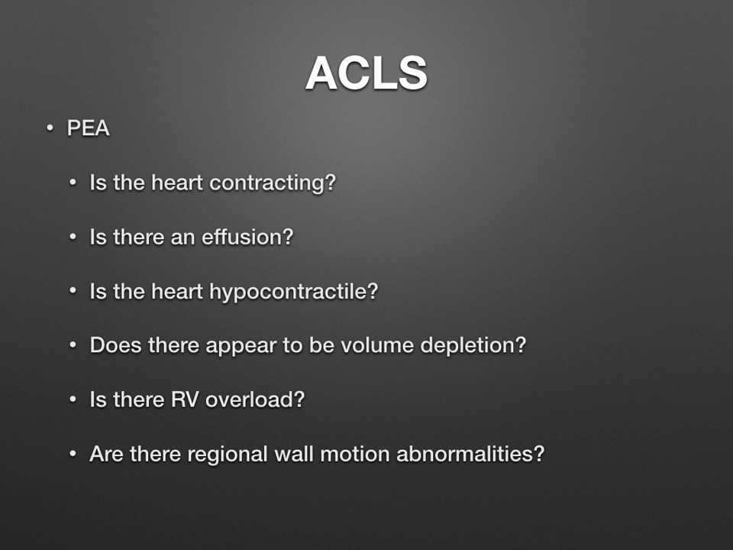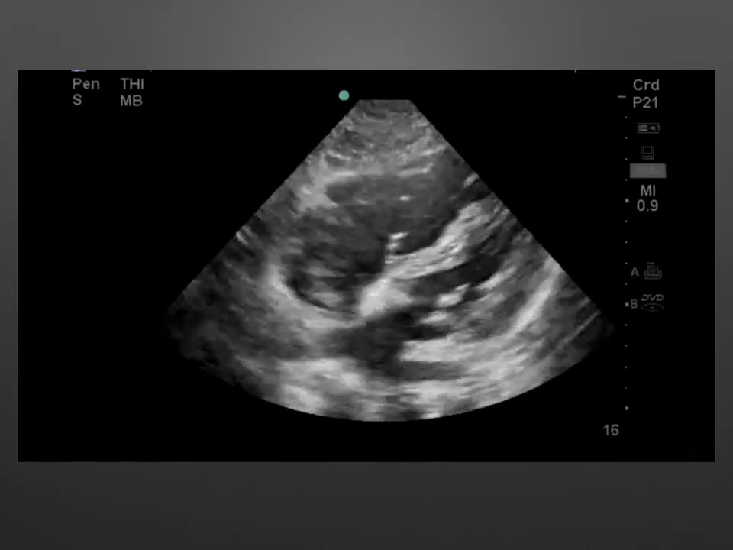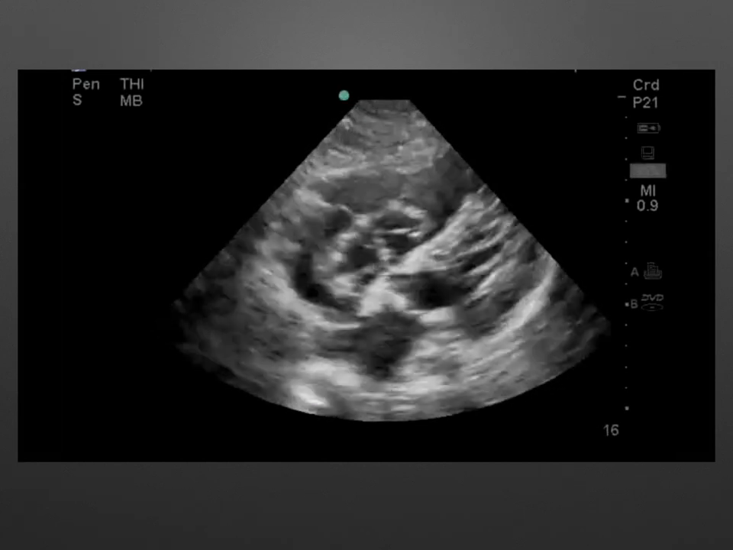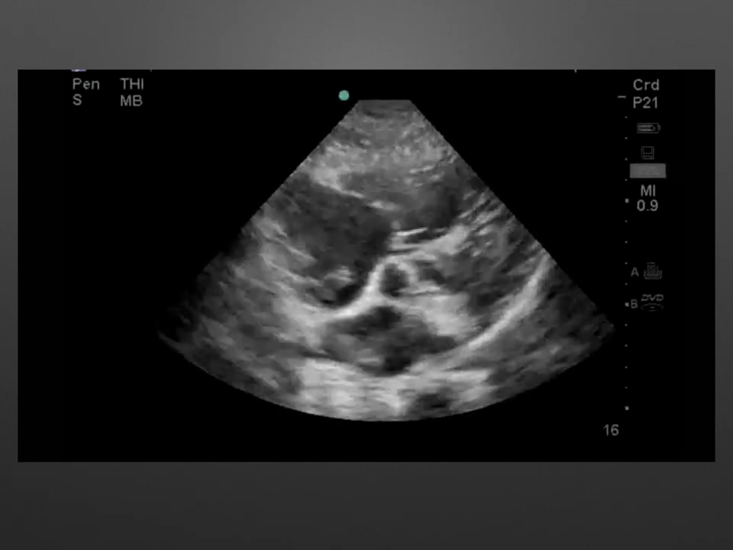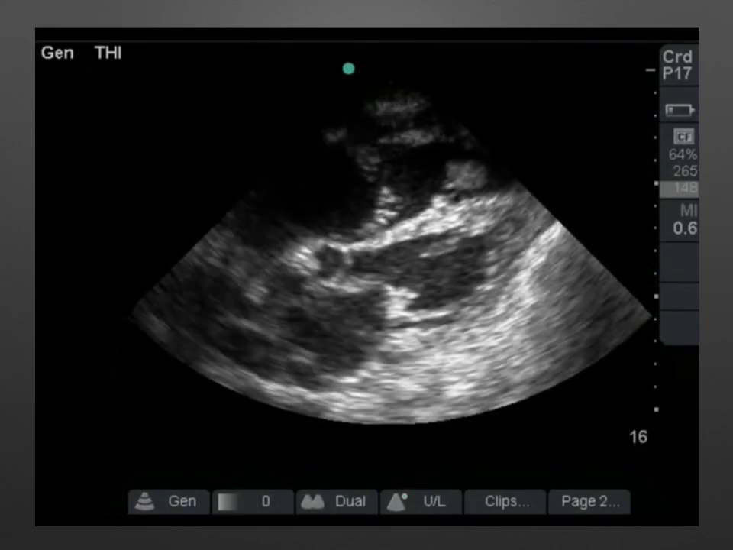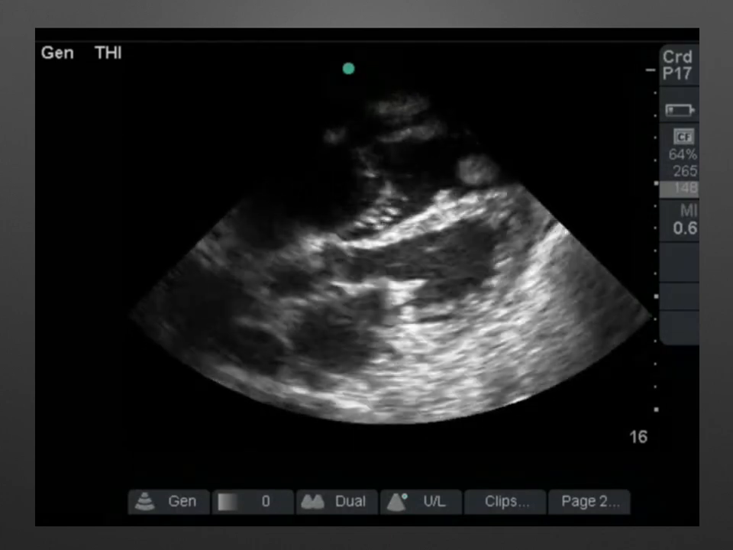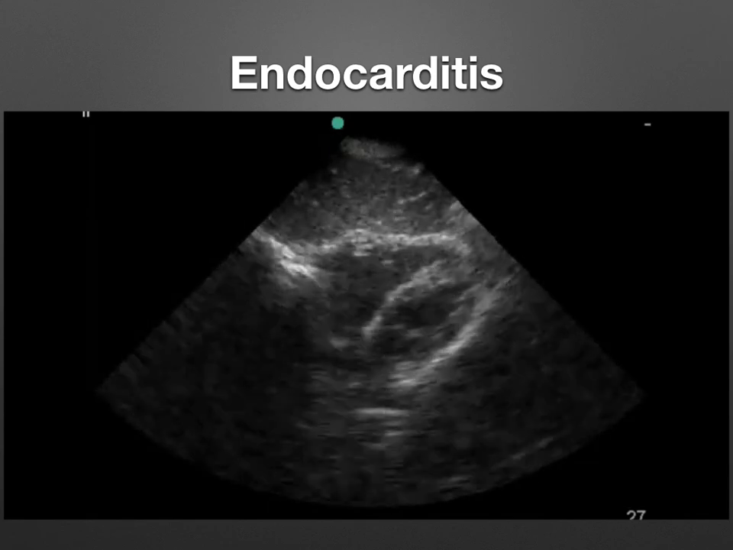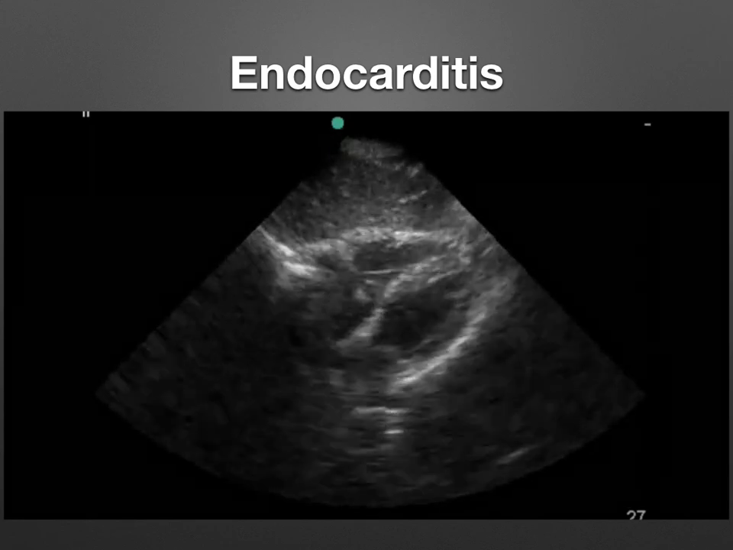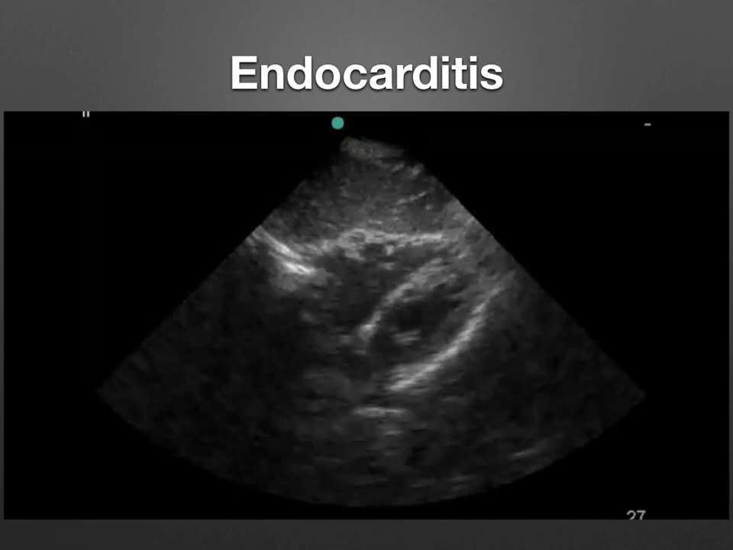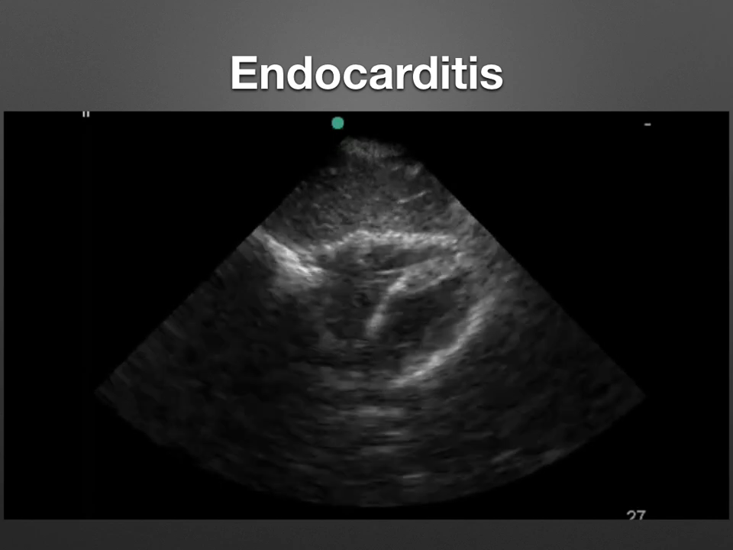The other thing we can see are regional wall motion abnormalities, and sometimes we get a surprise. For example, this patient had an echo, and what we see here is a large clot in the right atrium. This is just a little while later with that clot being moved to the right ventricle. Occasionally, we can also see endocarditis. So here you can see a sort of embolus on the tricuspid valve swinging back and forth.